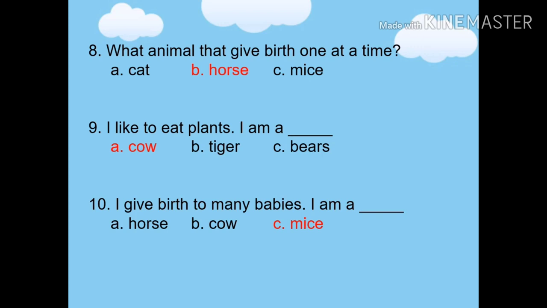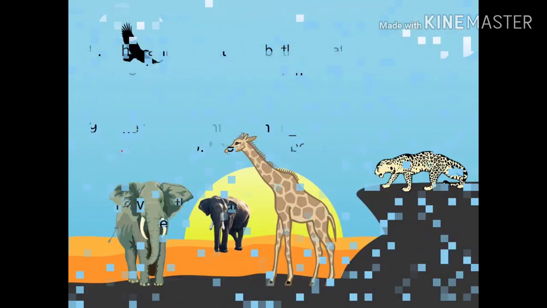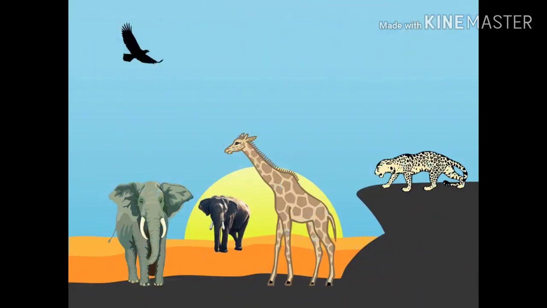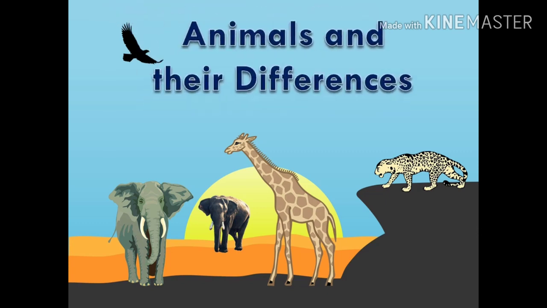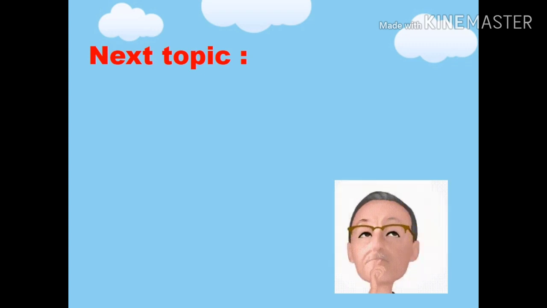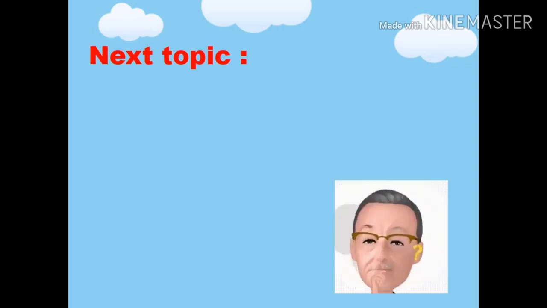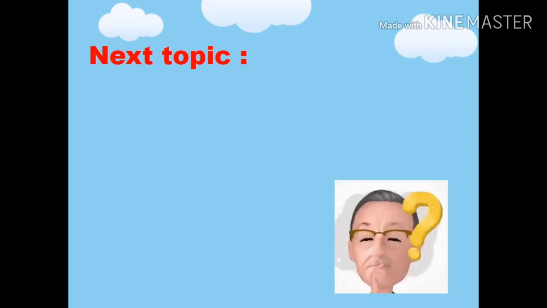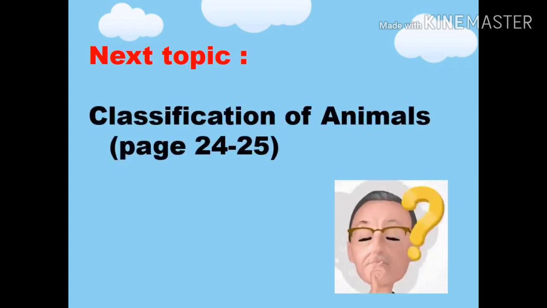Count the number of your correct answers. You got perfect. Very good. Again, our topic for today, we have animals and their differences. For our next topic, I want you to study in advance about classification of animals, page 24 up to 25.